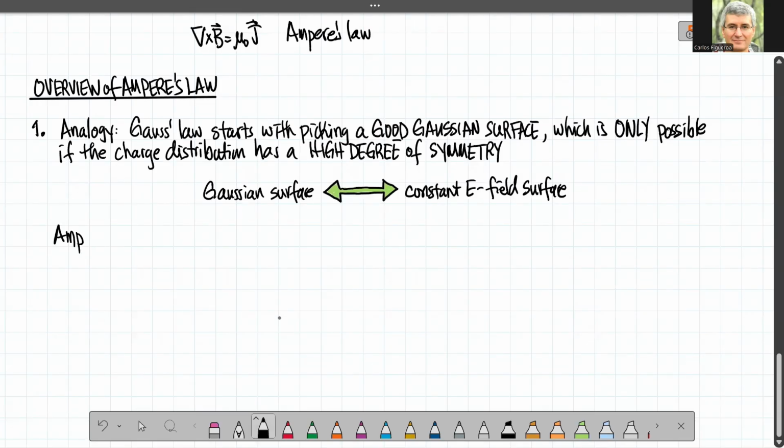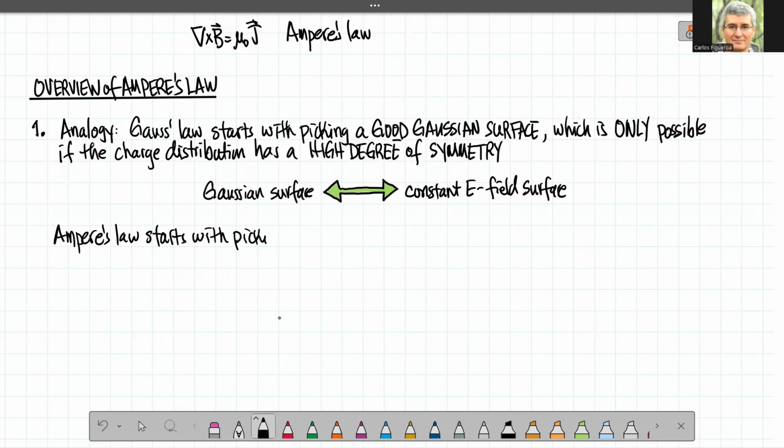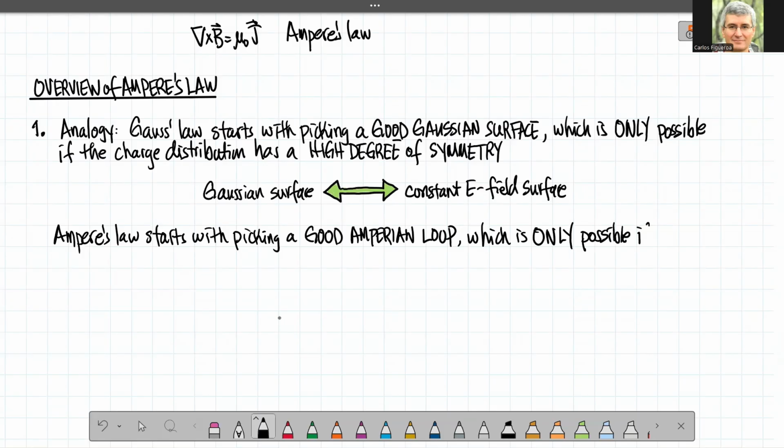Ampere's law starts with picking a good Amperian loop, which is only possible if the current distribution has a high degree of symmetry.